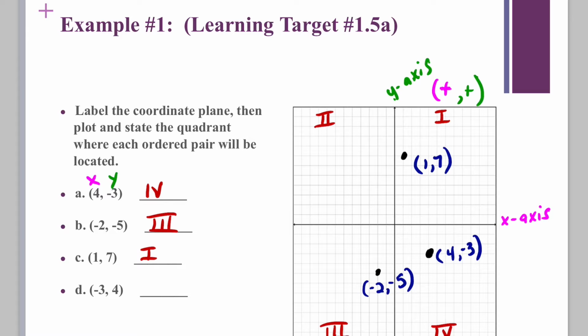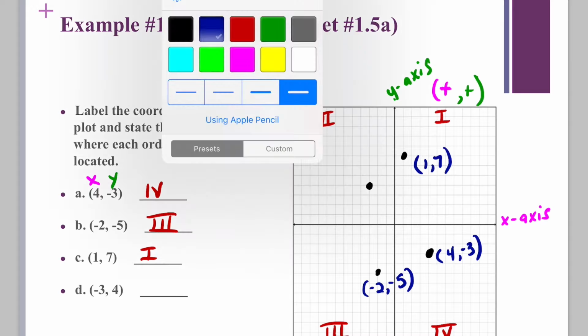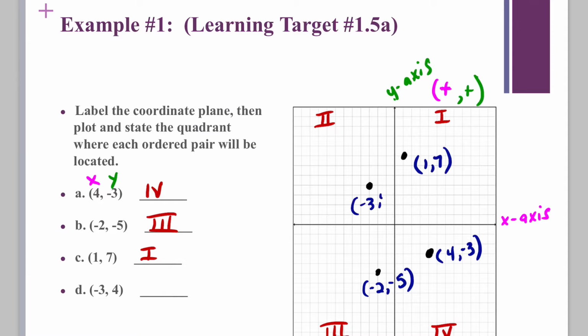Our last coordinate is -3, 4. Moving to the left 3 on the x, -3. Up 4: 1, 2, 3, 4. We have a coordinate of -3, 4. We have found ourselves in the second quadrant. That is a negative x value followed by a positive y value. And so we have successfully labeled our coordinate plane, we have plotted the ordered pairs, and we have located the quadrant in which they fall.